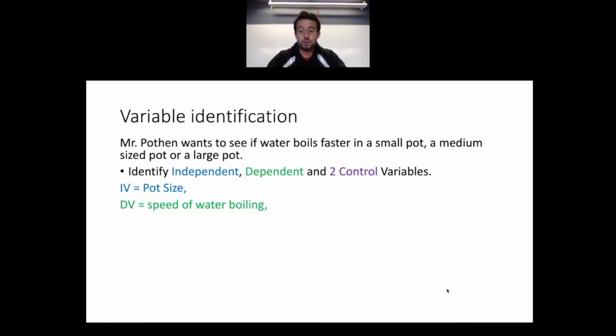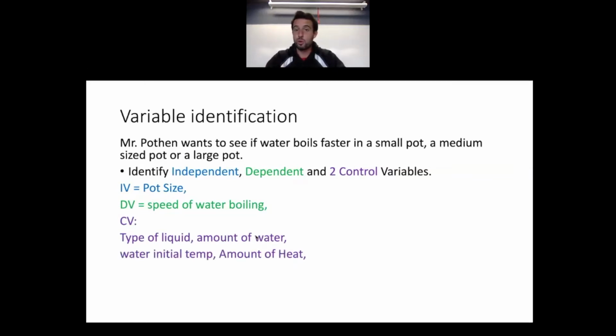Some control variables. Here are two that I came up with. The type of liquid. You wouldn't want to boil water in one case and then alcohol in another case, or oil in another case. The amount of water, or the amount of liquid you use, right? You want to make sure that's the same. If you fill up a small, medium, and a large size pot to the same fullness, that's different amounts of water, right?